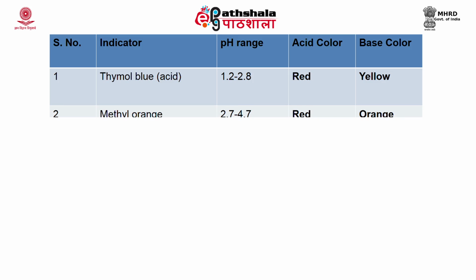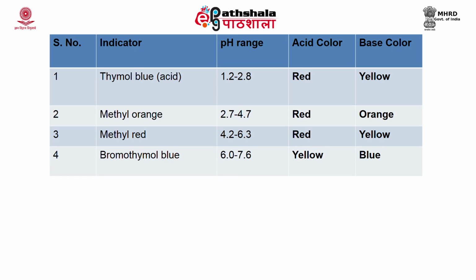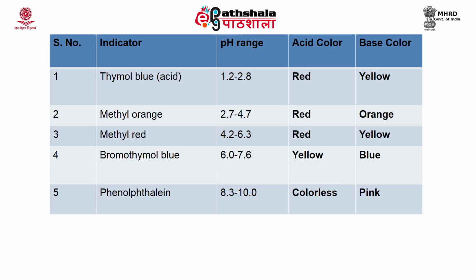Methyl orange, pH range is 2.7 to 4.7. The color in acidic range is red and in basic range is orange. Methyl red, the pH range is 4.2 to 6.3. The color in acidic range is red and basic color is yellow. Phenolphthalein, pH range is 8.3 to 10, and it is colorless in acidic solution and pink in basic solution.